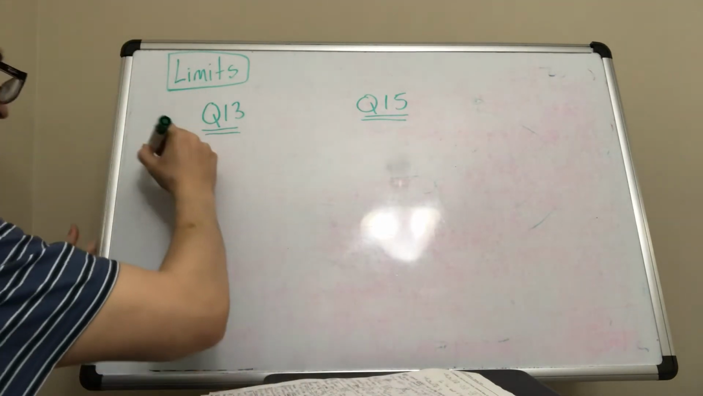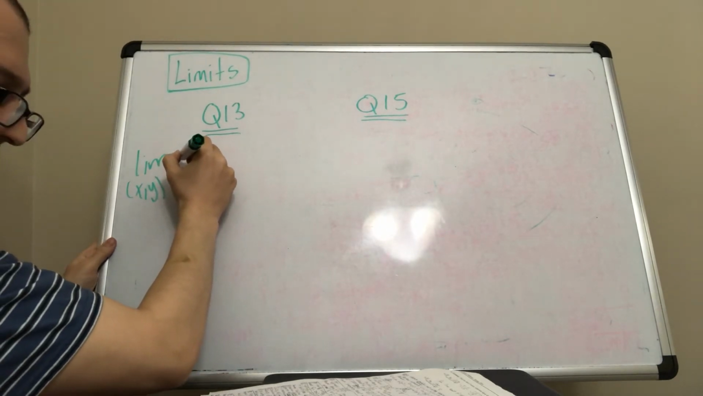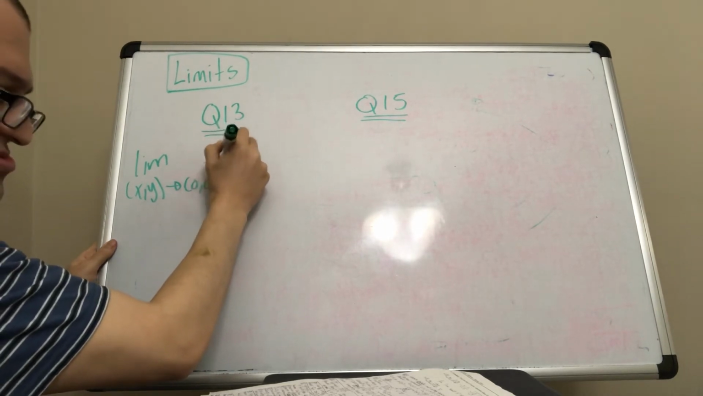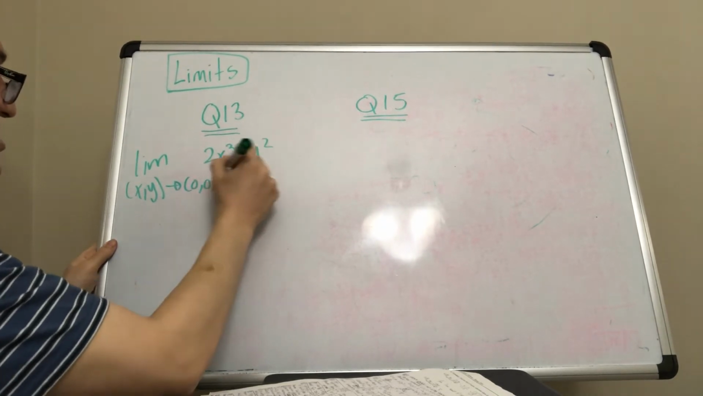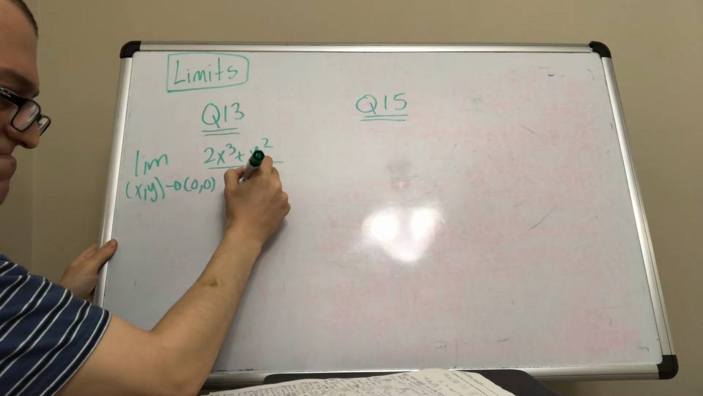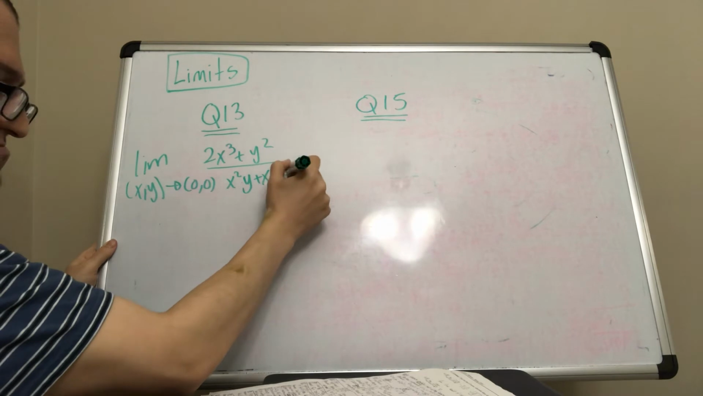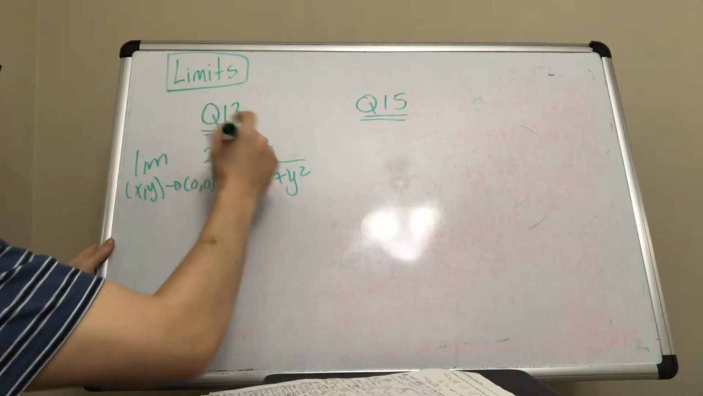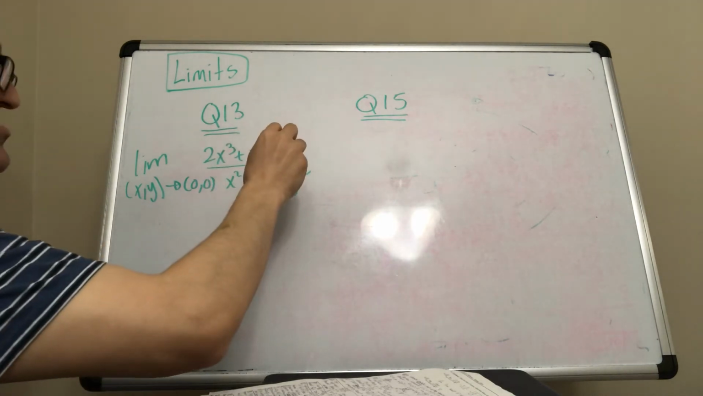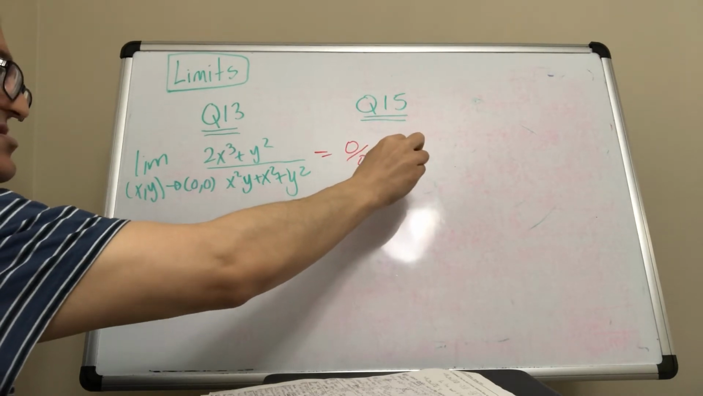Question 13, find the limit when (x, y) goes to (0, 0), and it's 2x cubed y squared over x squared plus x squared y plus x squared plus y squared. If you just plug in the point (0, 0), that will give you 0 over 0, and you know that this is a special case.